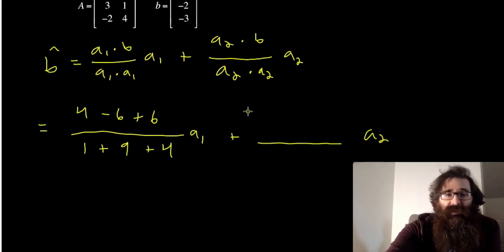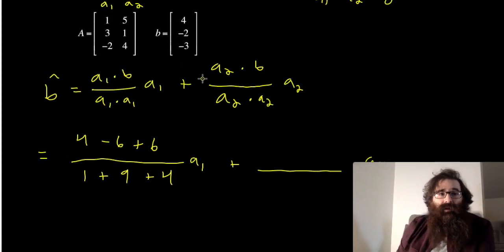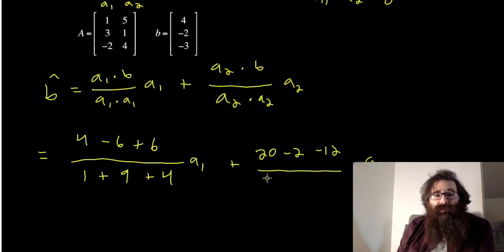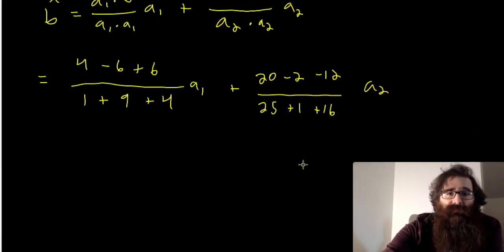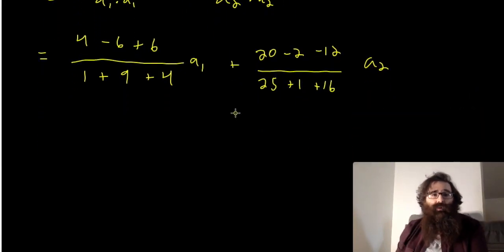I can do this for the second piece. A sub 2 dotted with B is going to give me 5 times 4, which is 20. 1 times -2 is -2, and 4 times -3 is -12. Divided by A sub 2 dotted with itself, 5 times 5 is 25, plus 1 times 1 is 1, plus 4 times 4 is 16. And I do want to introduce those column vectors back in, but for now I'm just finding the coefficients.